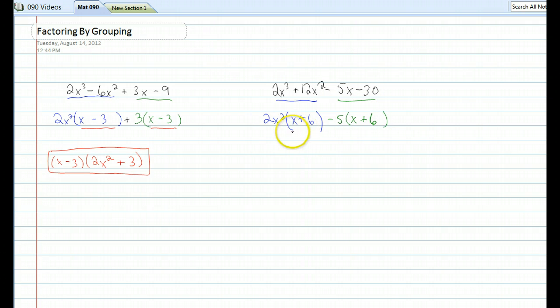And now you'll notice that the x plus 6, the term in parentheses, is the same on each one of those 2 terms. So we can factor x plus 6 out of each one of these 2 terms. And what are we left with? If you factor it out of the first term, the only thing that's left is the 2x squared. And if you factor it out of the second term, the only thing that's left is this minus 5. And that is how you factor by grouping. Again, it doesn't always work because the thing in parentheses here has to be the same for it to work. But when it does work, it works pretty quickly.